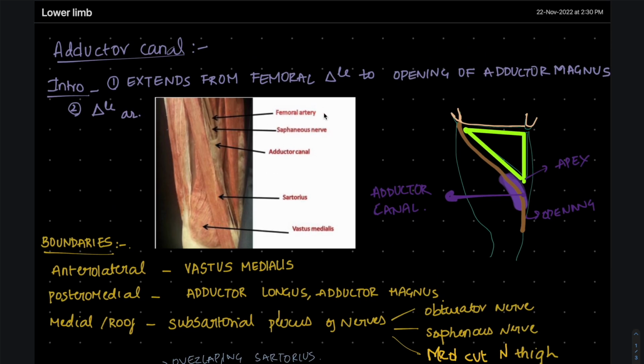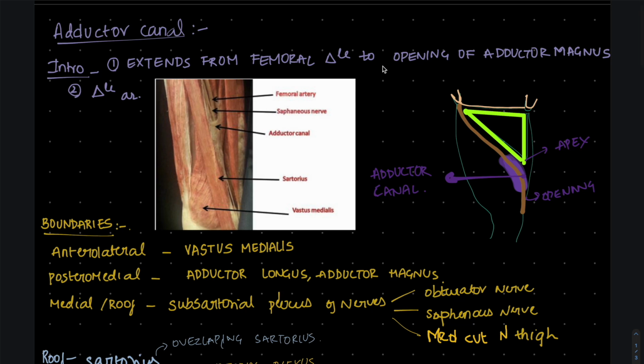So today we will talk about the adductor canal. We are going to summarize this topic under three subheadings: one, the introduction; then the boundaries and the contents; and if any clinical aspects are present, we are going to discuss that. So talking about the introduction, this extends from the femoral triangle to the opening of the adductor magnus, and it is triangular in shape.